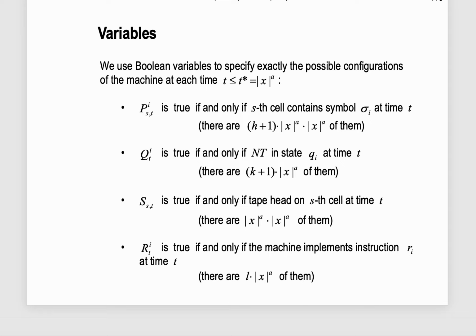Coming to the second variable, Q of i, t is true if and only if NT is in state Qi at time t. There are k plus 1 times x of them. Next, the variable H of s, t is true if and only if the tape head is on the s-th cell at time t. There are x to the power a times x to the power a of them. Then the variable R of i, t is true if and only if the machine implements instruction Ri at time t. There are L times x of them.